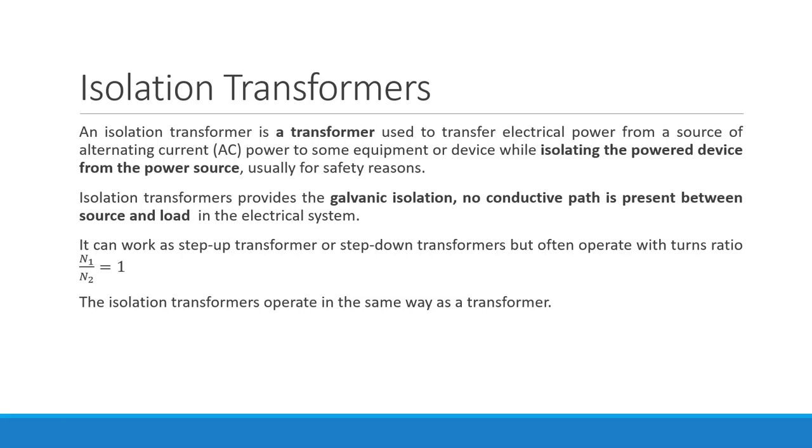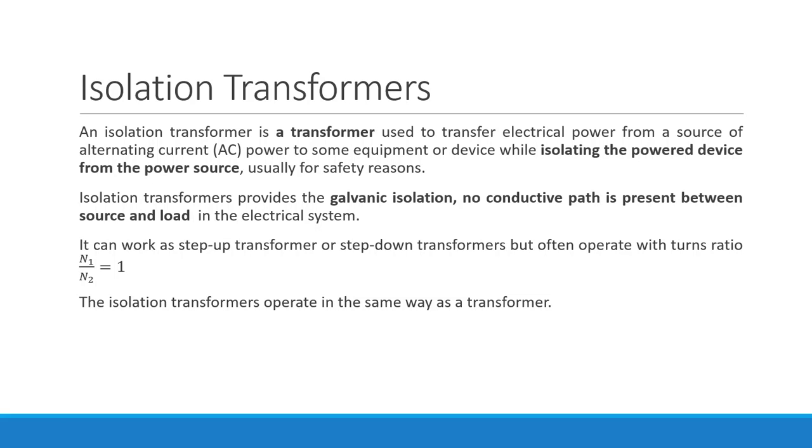Particularly when we talk about an isolation transformer, this will also be a transformer which is used for transferring electrical power from a source to some electrical device, or you can say some equipment. The important thing is that it is going to isolate the powered device, the device which is going to receive the power, from the power source. The reason is safety.